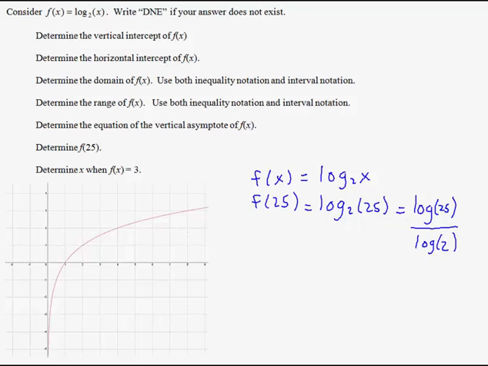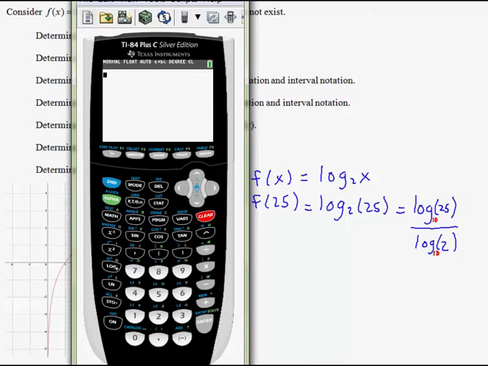Now it doesn't look like we changed the base because I'm still using the 2 there, but by not writing the base, I mean that we're using base 10. So let me load my emulator. I can do the calculation by simply pressing log 25, and since the calculator is not writing the base, I'm assuming this is base 10, and it is, divided by the log of 2. I'll go to decimal approximation, and as I said before, the answer should be bigger than 4 but smaller than 5. And there it is, it's about 4.64.